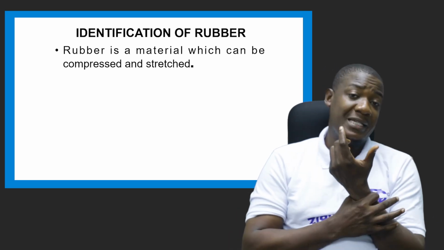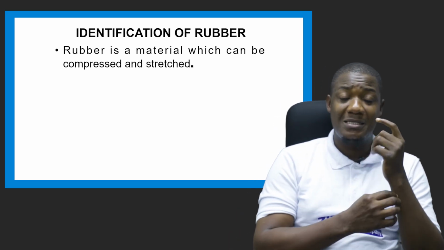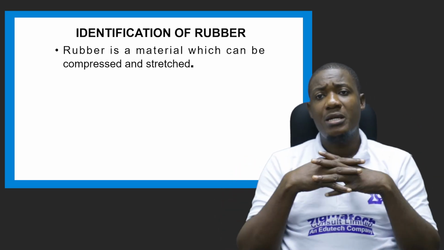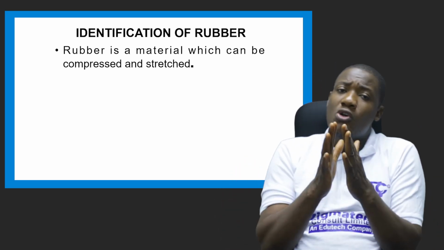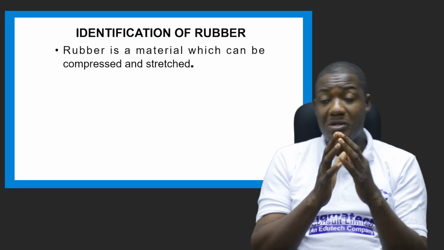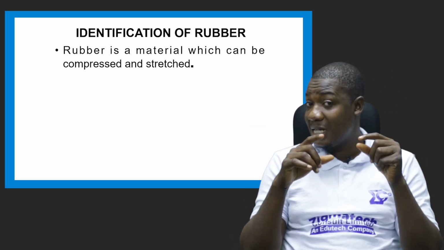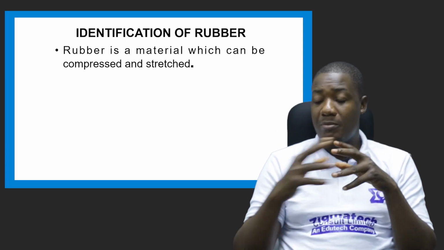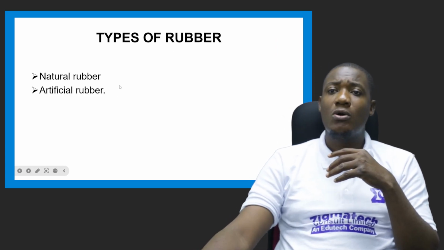For example, the rubber band. See the name, rubber band. The band is rubber because it can stretch. Okay, you see that? So you can also compress them. You can compress rubber, you can stretch them. Any material that does that is seemingly a material made of rubber.